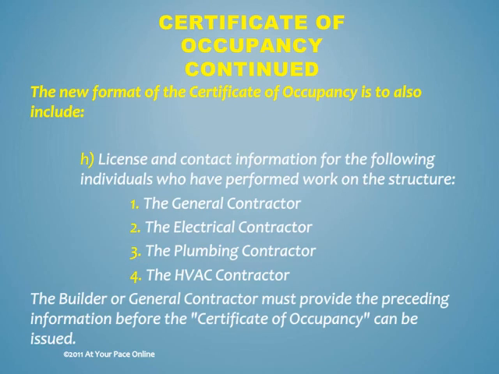Certificate of Occupancy continued. The new format of the Certificate of Occupancy is to also include: H. License and contact information for the following individuals who have performed work on the structure: 1. The general contractor. 2. The electrical contractor. 3. The plumbing contractor. 4. The HVAC contractor. The builder or general contractor must provide the preceding information before the Certificate of Occupancy can be issued.